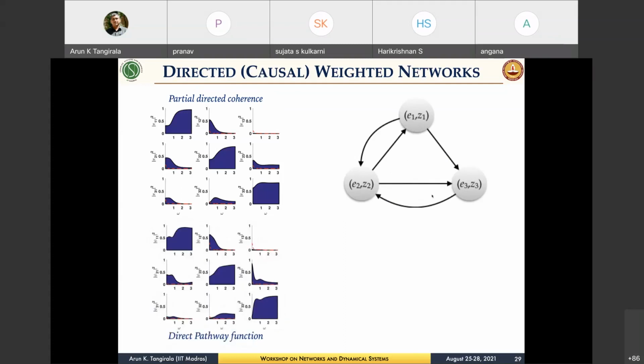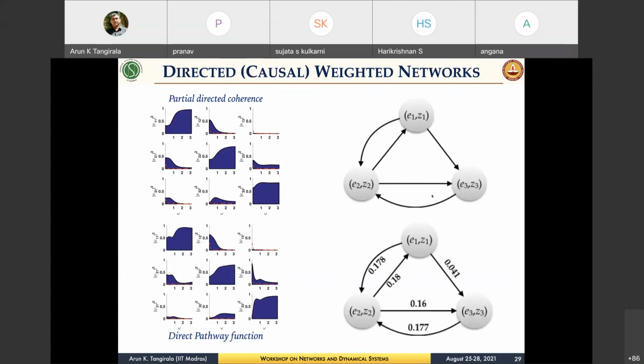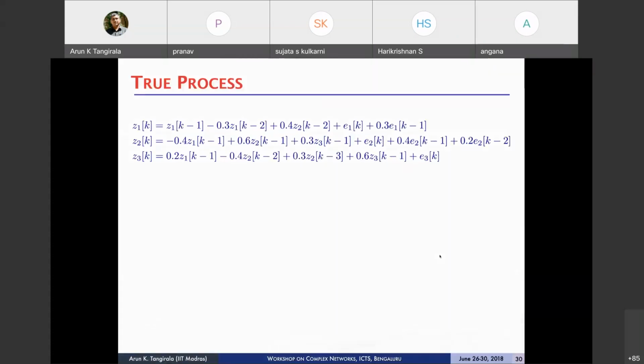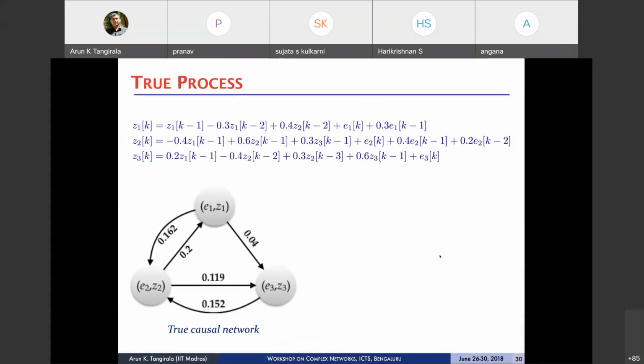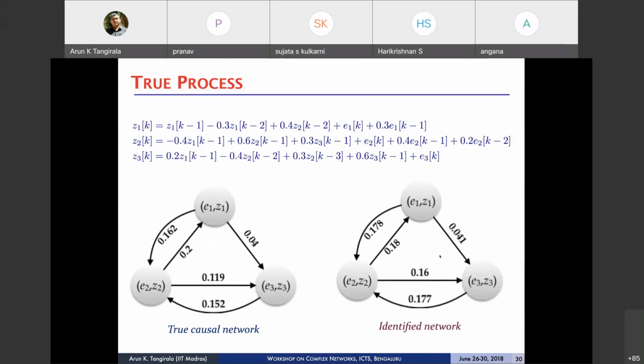The direct pathway function, which has the same interpretation, also gives you the directed network, but gives you the strength of connections. So it says that the strongest link, perhaps, is the connection between Z1 and Z2 and vice versa, and maybe Z2 and Z3. The weakest link, in fact, is between Z1 and Z3. So how does it tally with the true network? So this is the true causal network with the weights, and this is the identified network, and you can see it has been figured out very nicely and accurately. Of course, the weights have some error in them.